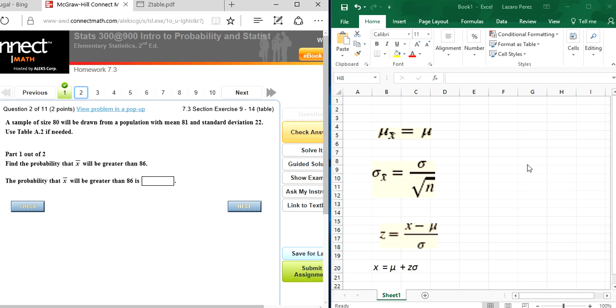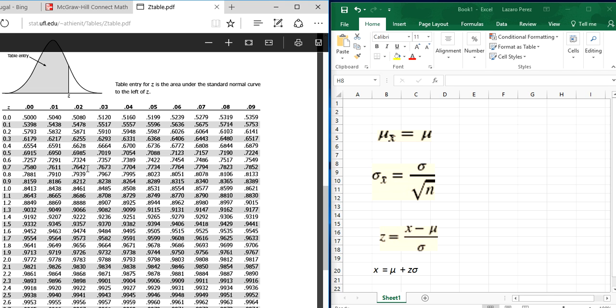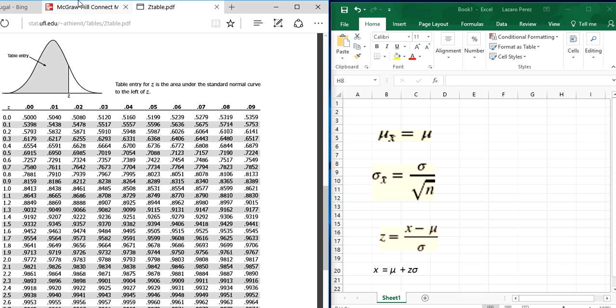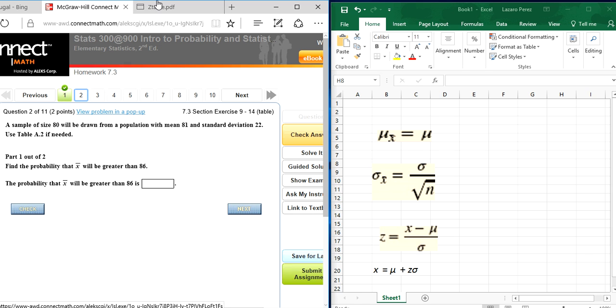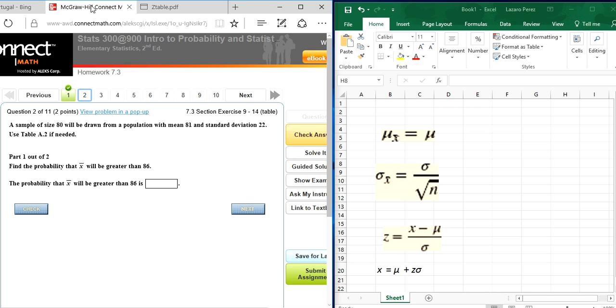When they say probability, I always think of probability as the same thing as area. So you go to our table. The numbers inside are the probabilities, the areas, so these are what we're going to be finding. First, to find these, we need a z-score. So let's turn the 86 into a z-score. The first thing we have to do is change our standard deviation into the standard deviation of the sample. We just use this formula right here.